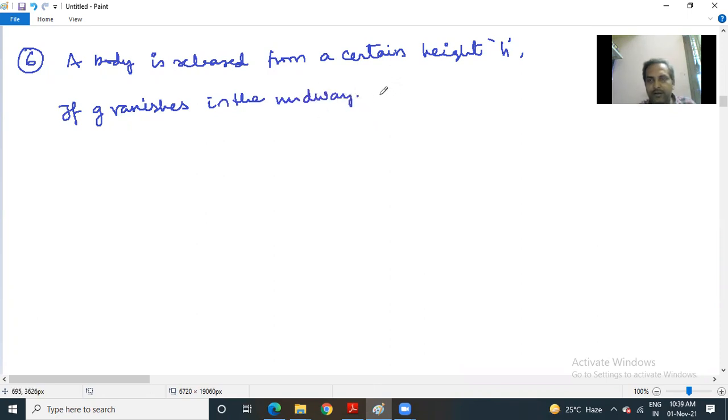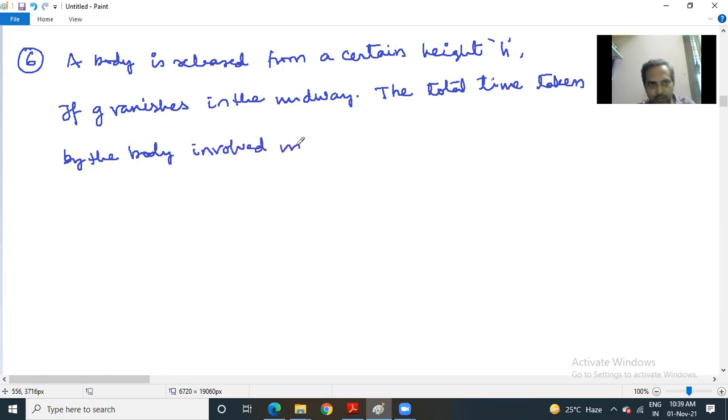So what we need to find out is the total time taken by the body involved, first with gravity, next without gravity, first with gravity and without gravity.